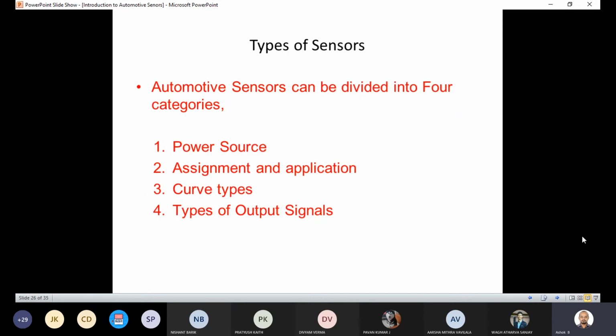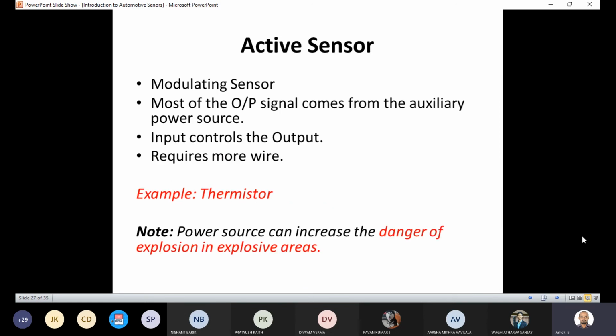So generally we can classify the types of sensors in four ways. Earlier we had discussed the types based on transducer integration, but this is a general classification based on the power source, based on the assignment and application, based on the type of output curves produced, and based on the type of output signals. So based on the power source, one is the active sensor and another one is the passive sensor.